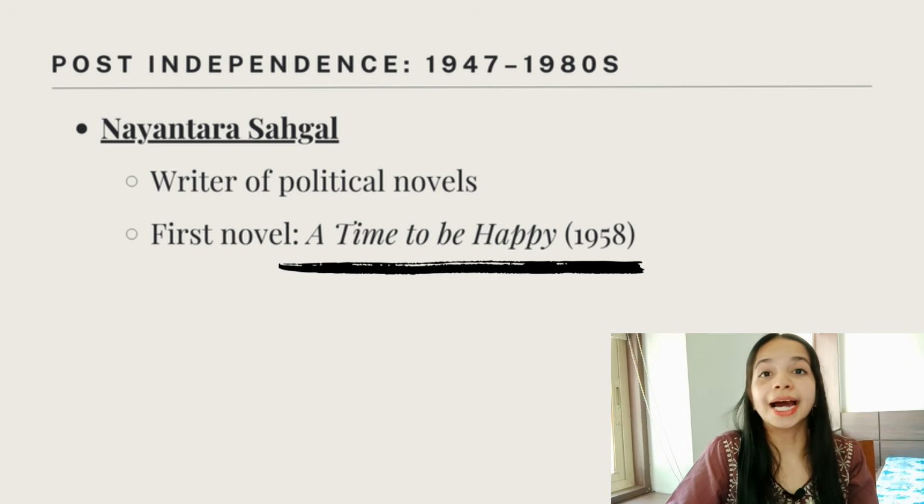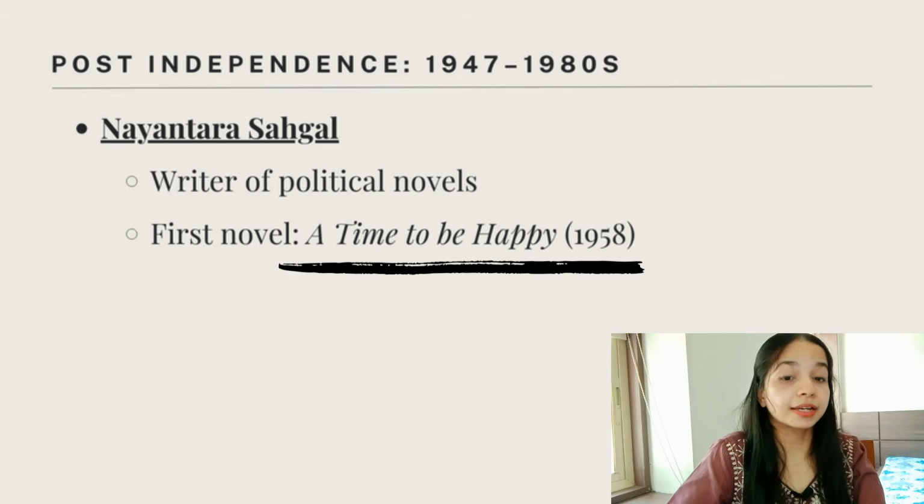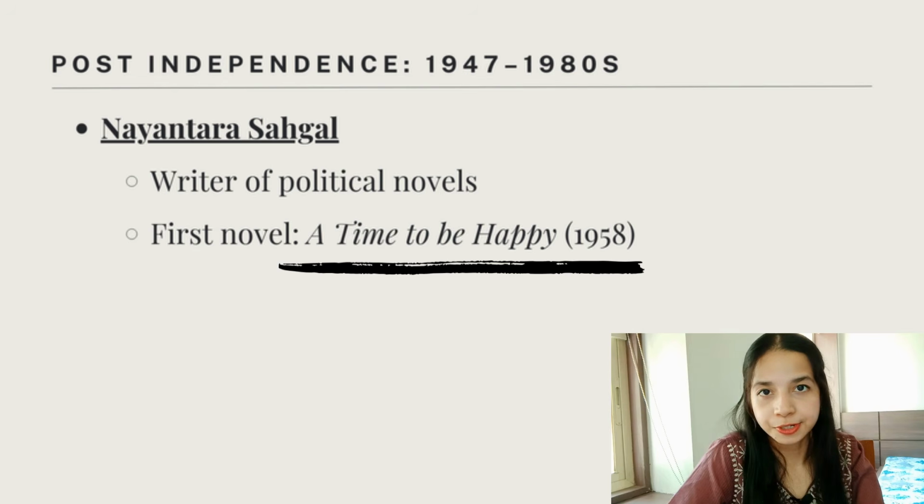For example, A Time to Be Happy, that was published in 1958, talking about two North Indian families and how they deal with independence, right? The transition that they face, the kind of changes that they have to go through. All of those things are again very important. Then apart from A Time to Be Happy, she has also published A Situation in New Delhi, The Day in Shadow, very important from UGC NET perspective.